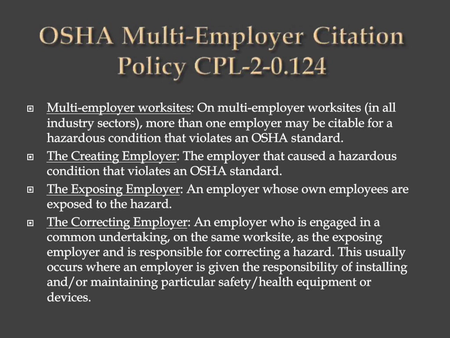The next type is the exposing employer, and that would be who we'd normally consider the employer, an employer whose own employees are exposed to the hazard. The next employer is the correcting employer, and that's an employer who is engaged in a common undertaking on the same work site as the exposing employer and is responsible for correcting a hazard. This usually occurs where an employer is given the responsibility of installing or maintaining particular safety and health devices.